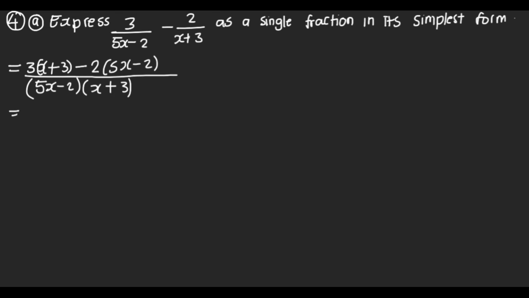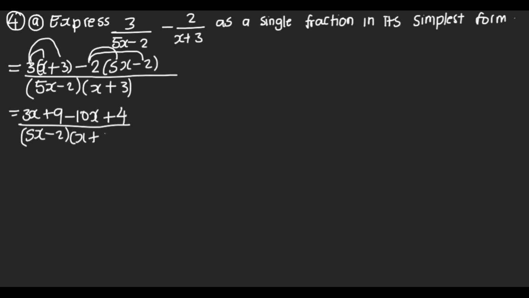Then let's now expand. So 3 will multiply with x, will give us 3x. Then 3 with 3 will give us 9 here. Then we move on to this part, negative 2 times 5x, we get negative 10x. Negative 2 with negative 2, we get positive 4 over (5x minus 2) in brackets, (x plus 3) also in brackets.